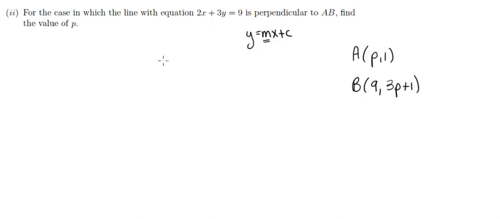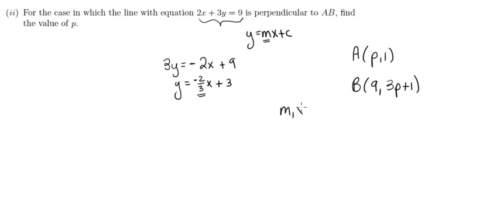So making y the subject here, you have 3y is equal to, if we get rid of the 2x from the left hand side, take it to the right, minus 2x plus 9, and then we divide by 3 in order to get y by itself. So the equation of this line, just in a different form, is y equals minus 2 over 3 x plus 3, and we can see what the gradient is now. The gradient of this line is minus 2 over 3.